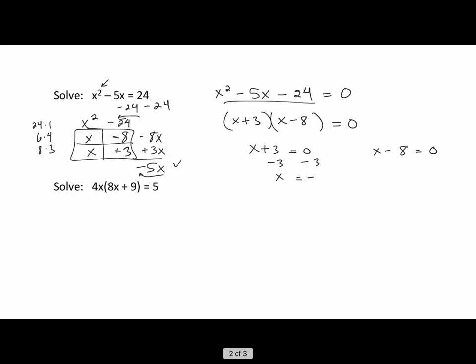So if we opposite that 3, we get a negative 3. If we opposite that 8, we'll have a positive 8. And these are both solutions to the equation.